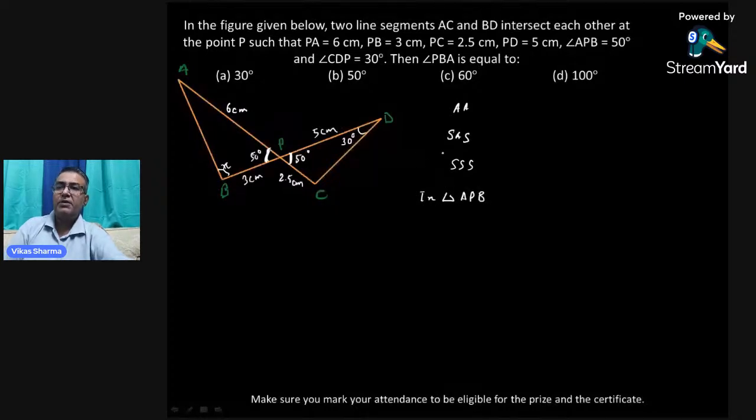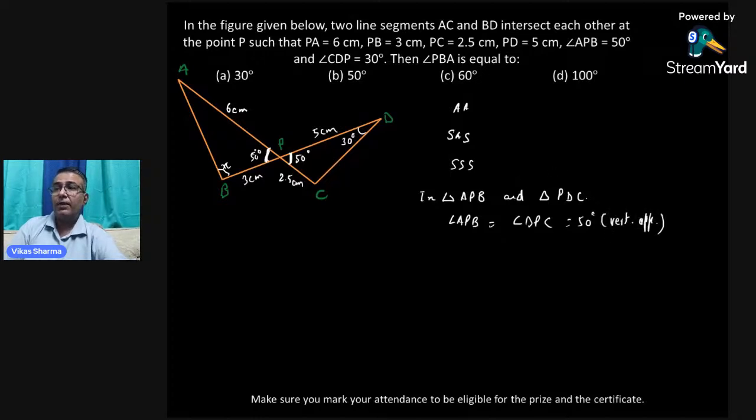So we can say in triangle APB and triangle PDC, what do we see? We know that angle APB is equal to angle DPC, which is 50 degrees. We can write both of them are vertically opposite angles. Are there any other angles equal? No other angle is equal. So we know that this is 30 degrees, but we are not sure whether it will be 30 degrees in the first triangle or not.